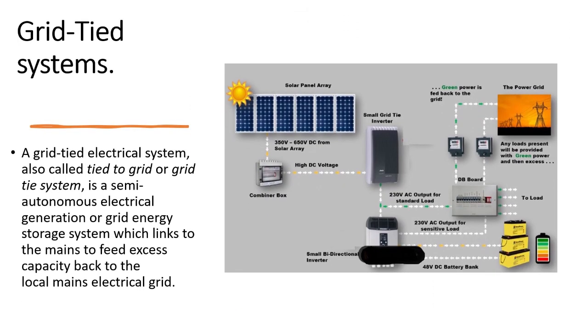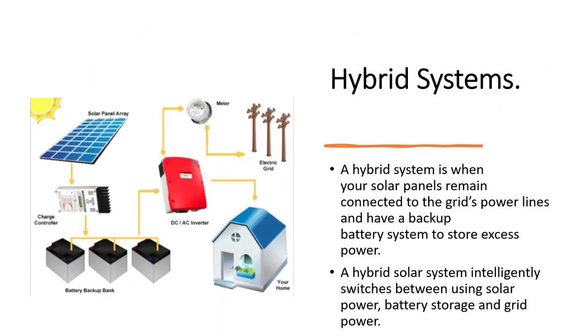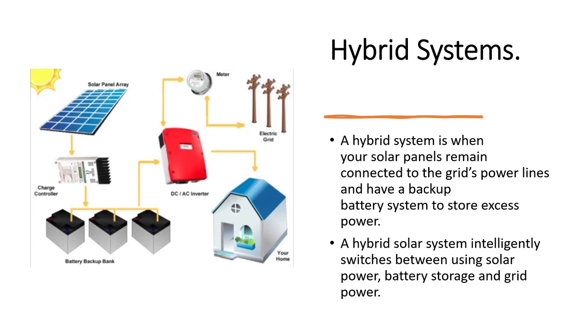A grid-tied electrical system, also called tied-to-grid or grid-tie system, is a semi-autonomous electrical generation or grid energy storage system which links to the mains to feed excess capacity back to the local mains electrical grid. A hybrid system is when solar panels remain connected to the grid's power lines and have a backup battery system to store excess power. A hybrid solar system intelligently switches between using solar power, battery storage, and grid power.